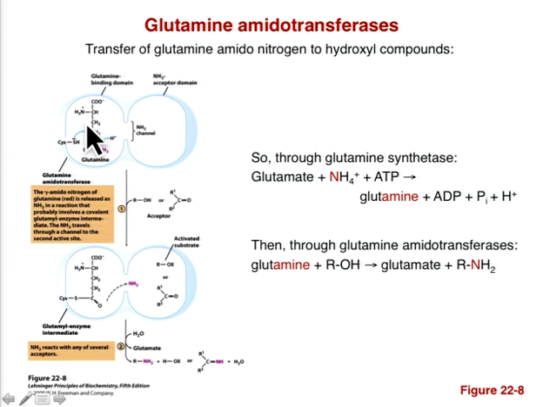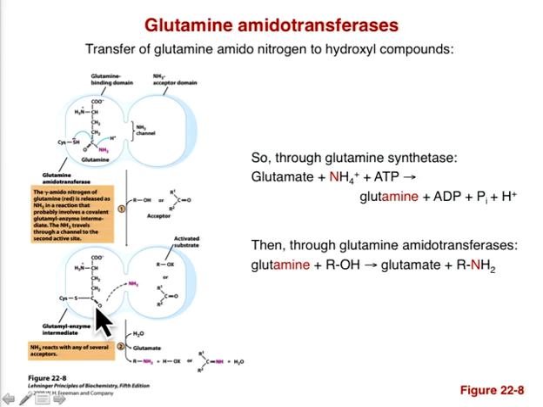So now we have synthesized a glutamine, and we need some way to transfer that to a substrate. This is catalyzed by glutamine amidotransferases. So we're transferring the amido nitrogen, not the amino nitrogen, by first releasing it from the glutamine, making a transient covalent bond to the enzyme. This ammonia then moves through a channel to a second active site where it then reacts with some kind of activated molecule. Okay, and then we release the glutamate.